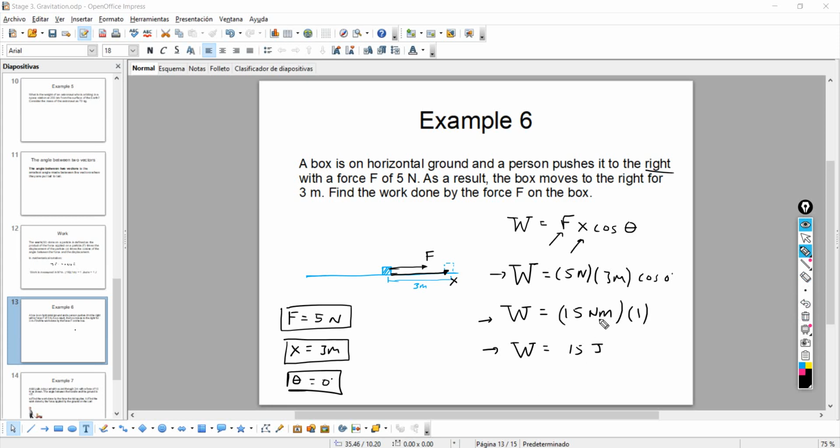So you can change this by a J from joule. And we're done, guys. We say that the work done on this box by this force F is 15 joules. I'm going to say that in Spanish. El trabajo hecho por esta fuerza sobre la caja fue de 15 joules. And we are finished with this example. That's how it works. If you want to take a screenshot, do it. Let's move on.